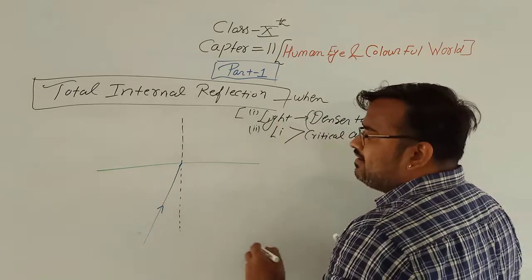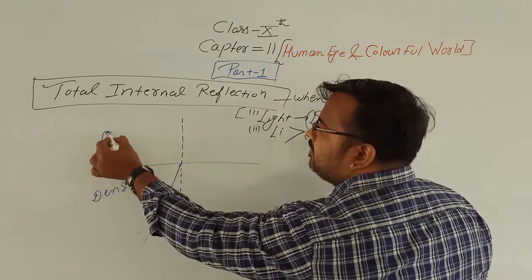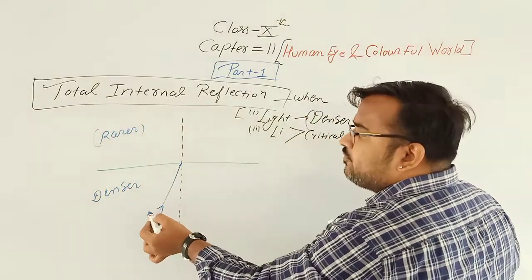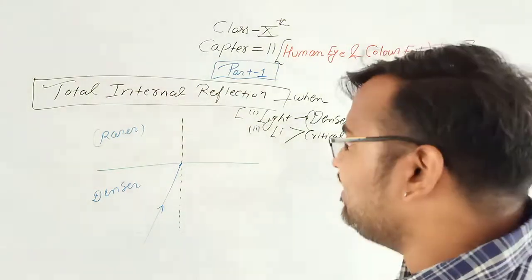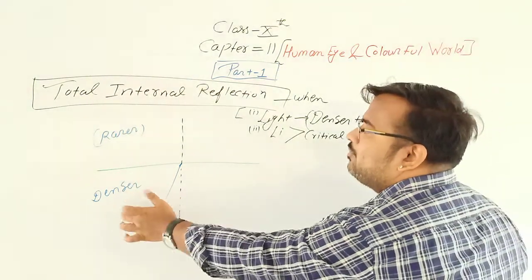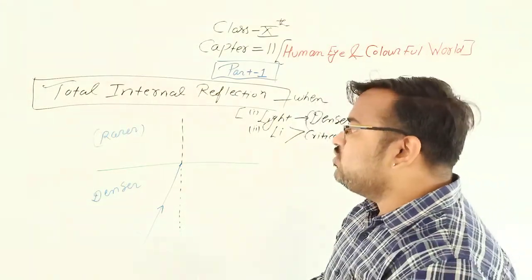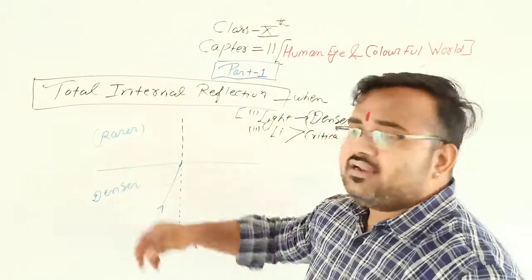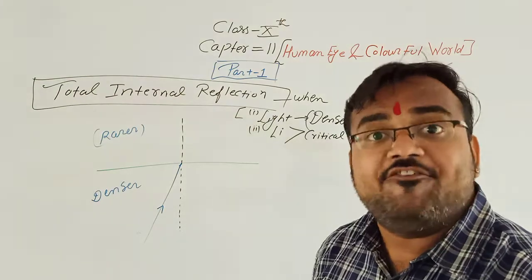Okay, this is an incident ray. This is the denser medium and this is the rare medium. So the incident ray travels from denser to rare. According to our second rule, when any ray travels from denser to rare medium, it bends away from the normal.